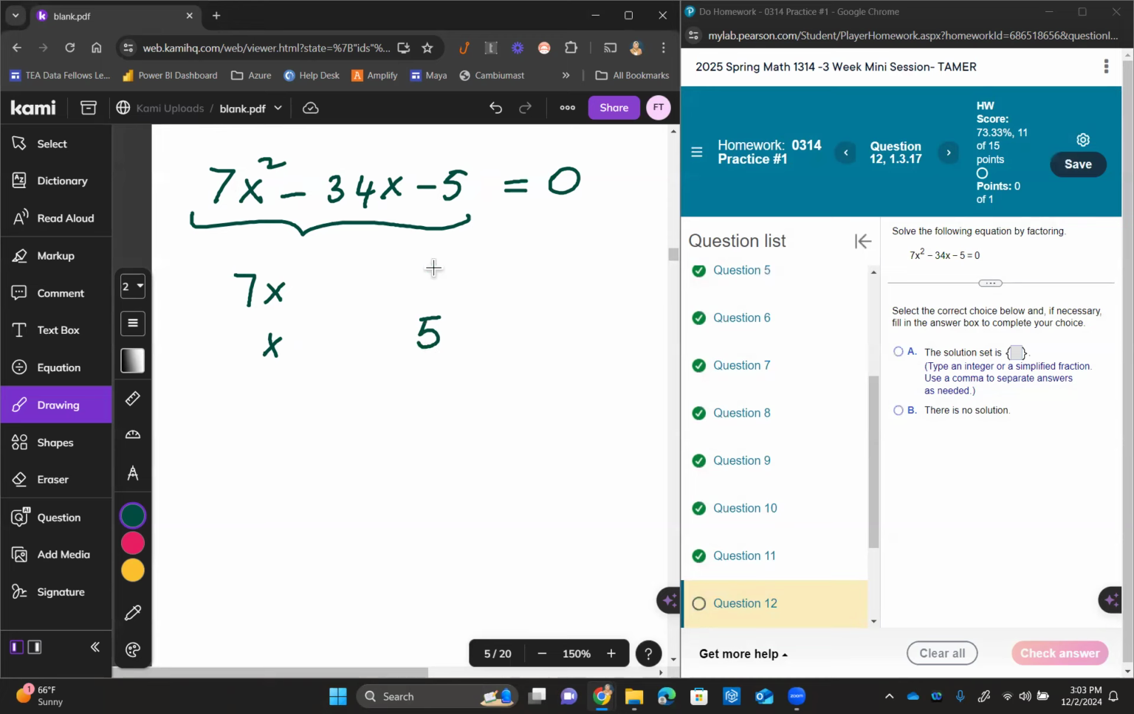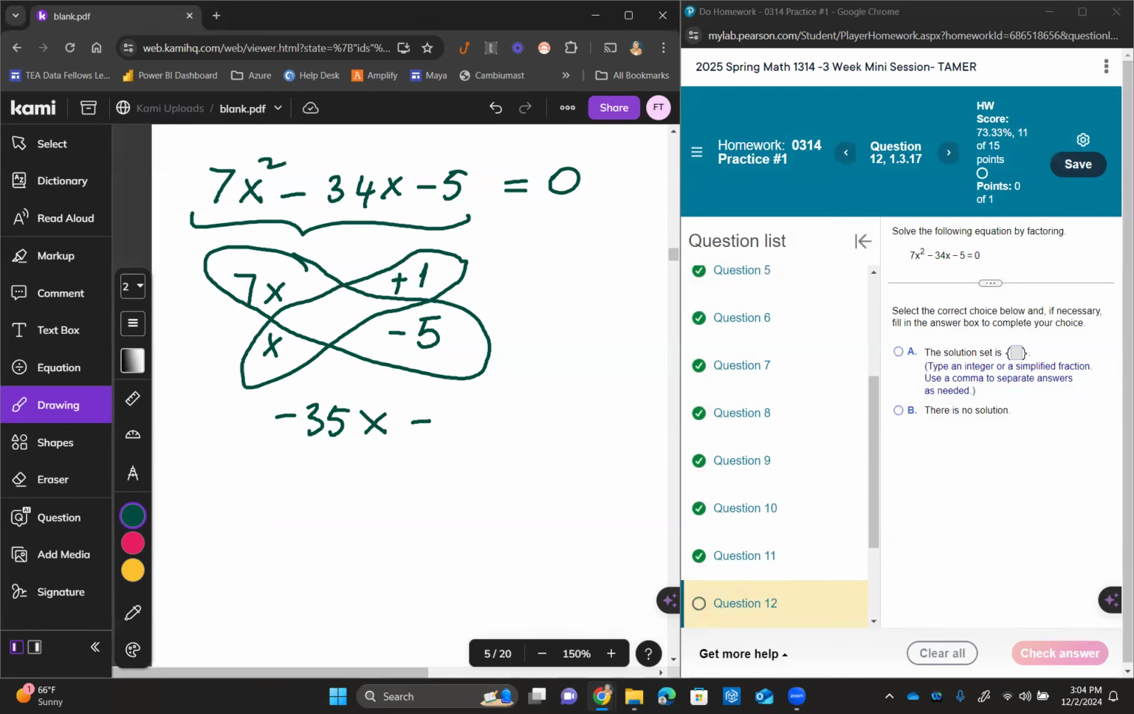So I'm going to place the 5 here, place the 1 here, but I need a negative 5. So one of them has to be negative, one of them has to be positive, so that when I multiply them, the product is negative 5. Now, I'm still not sure if I got everything right with the signs and with the positions. So I will multiply these two. It gives me a negative 35x. Then I multiply these two. It gives me a positive 1x. And their total is negative 34x, which is right in the middle. That's a good sign. That means my factoring is correct.